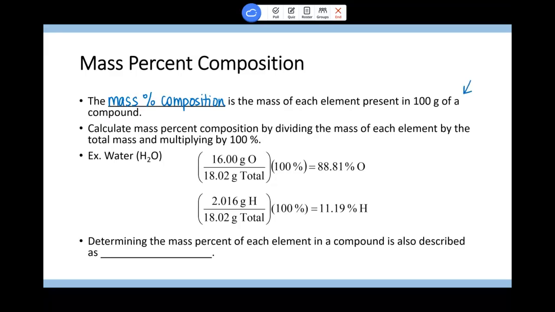Looking at this first bullet point, in water, if we have 100 grams of water, then we have 88.81 grams of oxygen. So that's what that first bullet point is saying, is that if we have a mass percent composition, that is also the mass of that element in 100 grams of the compound. We can do the same thing for hydrogen and get the percent composition of hydrogen. And determining the mass percent of each element in a compound is also described as elemental analysis. So you just might see that term, just know we're talking about mass percent there.